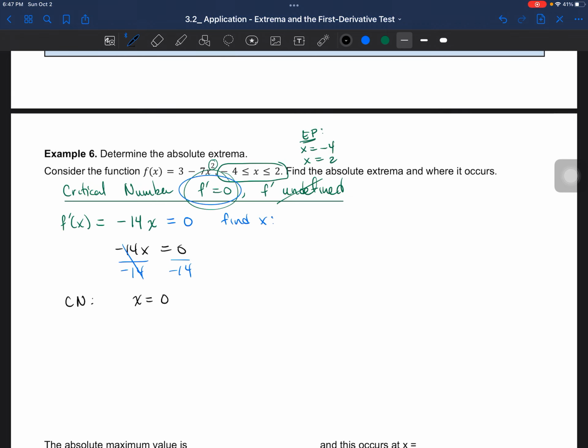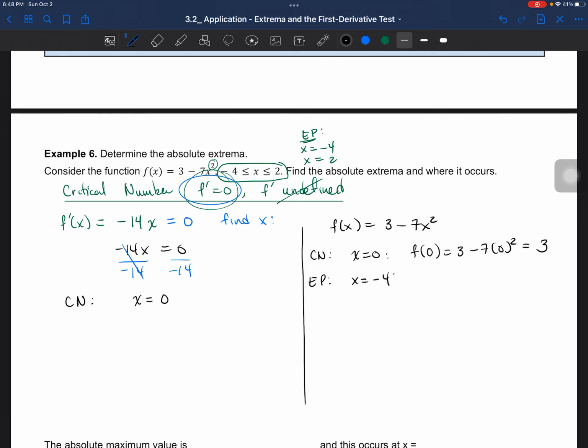So all we have to do is compare these values. In order for us to find the absolute max, we just have to compare all those numbers by plugging them into the original function. So we're going to use the original function and the critical number, in this case x equals 0, and plug it into the function. We know that 0 squared is 0, times 7 is 0. 3 minus 0 is 3.